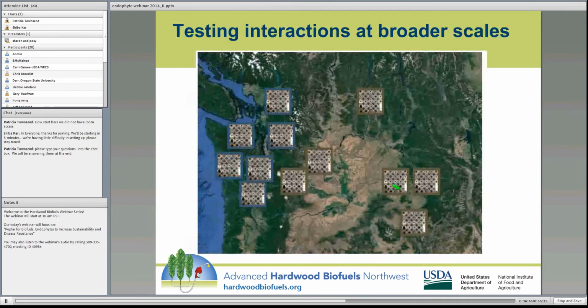So we're doing these types of experiments for endophytes that come from all over the study area, from these 12 different populations east and west of the Cascades. And I don't have time today to go into all of the results of those experiments, but I wanted to give you a sense of the types of questions that we're asking and the way we're answering those questions.